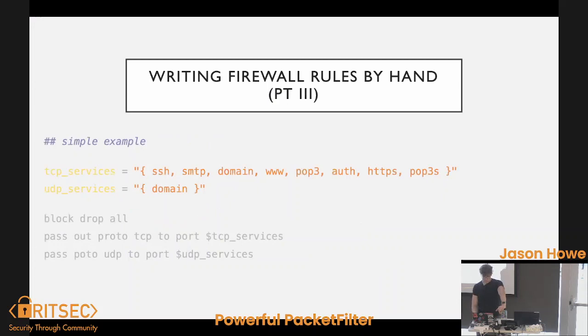Here's another kind of simple example. Here we've got a list of all of these services as strings. PF will understand what these map to numerically. Then here, as we said, it's a match-last kind of situation. So we have a drop all at the top, and then our specific cases are covered right here. So we are allowing these out, and then we're allowing UDP both in and out.